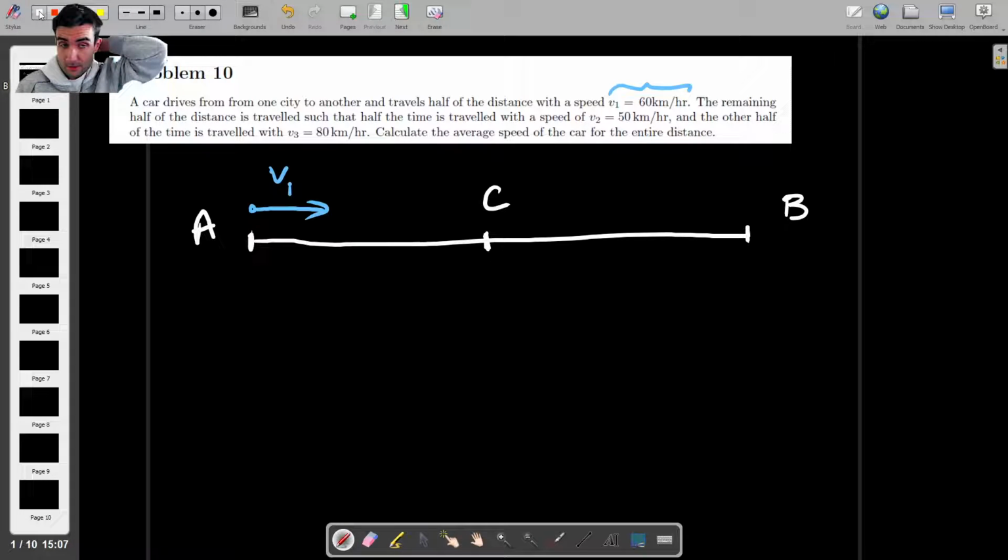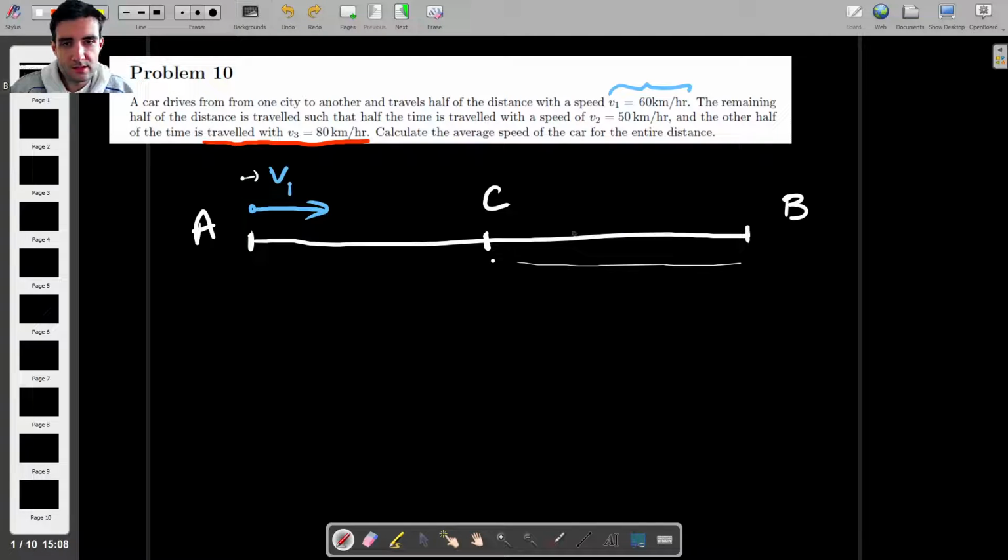So the remaining half of the distance is traveled such that half of the time is traveled with a speed of v2 and the other half of the time the car travels with this other speed v3. Okay, so let's try to get our heads around this. So AC is traveled with speed v1, which is constant. Now, this other distance from C to B is traveled such that for half of the time, not for half of the distance, so it's not that until this point, which is in between C and B, the car travels with V2 and then with V3. That's not what the question says.